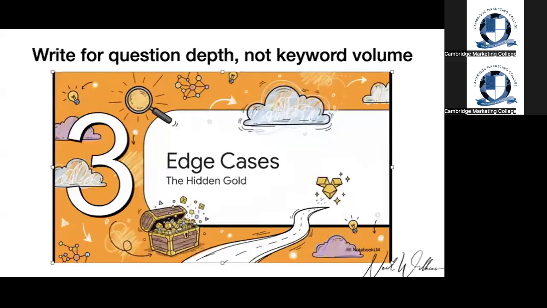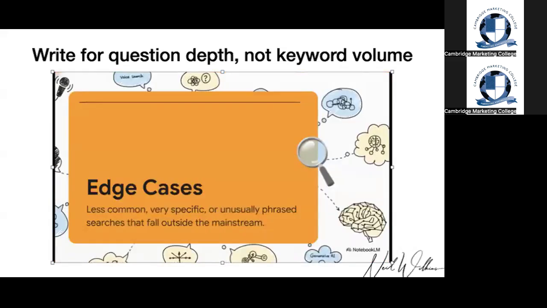Okay, now we get to my favorite part. We're moving from the common to the uncommon, into what our source material calls the hidden gold of search. This is where things get really interesting. These are edge cases. We're talking about those niche, highly specific searches that are phrased in natural, conversational language. Think about how you'd ask a question to an AI assistant. That's the language of edge cases, and it's becoming more and more important every day.